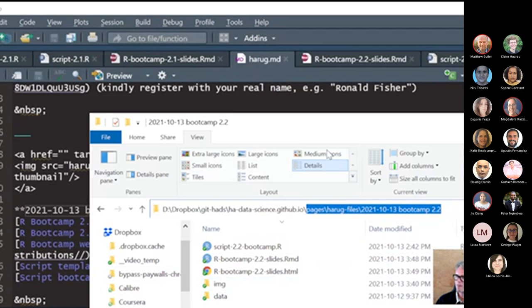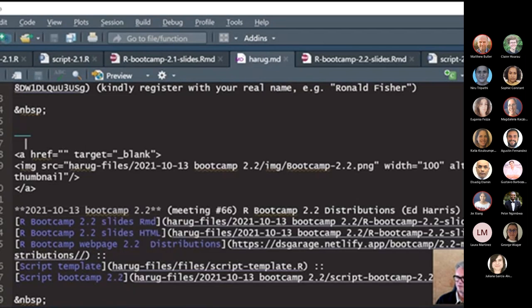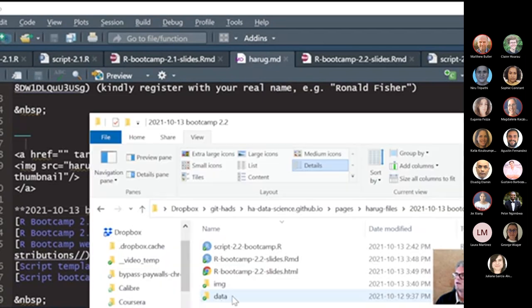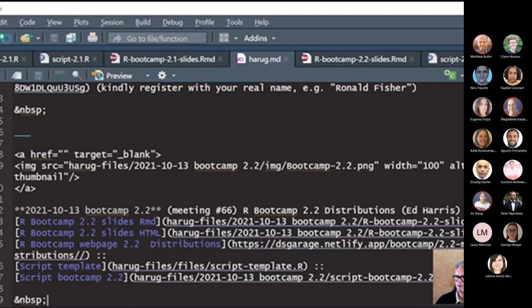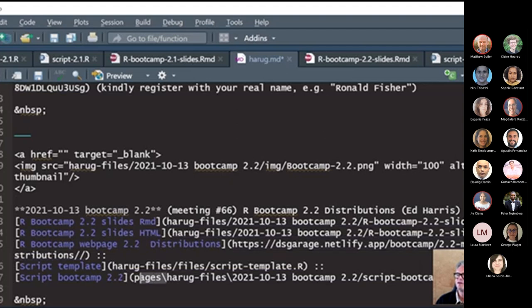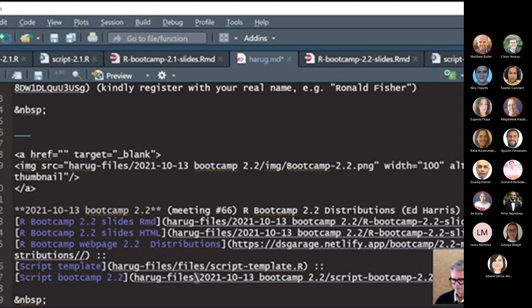Copy, and just edit this little link here. HARUG files 20. It does look similar, so let's just make sure that no, it's not similar. Pages, HARUG files. Okay. So this is what you do every single time.